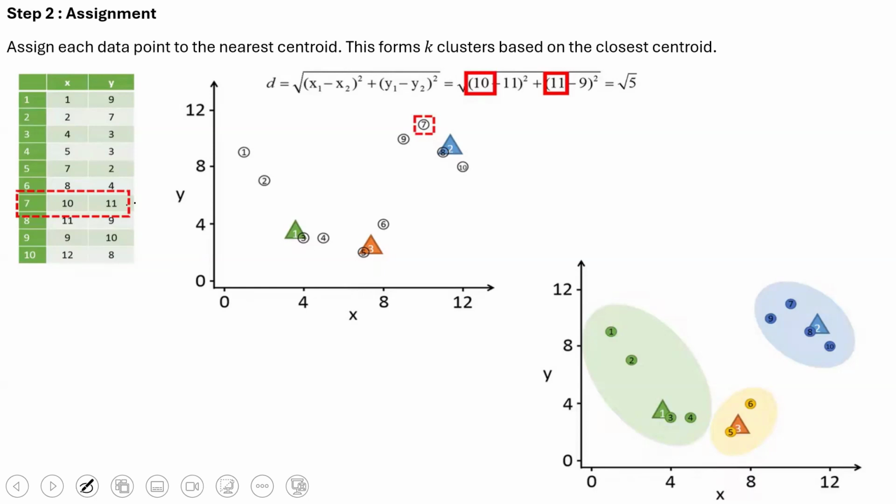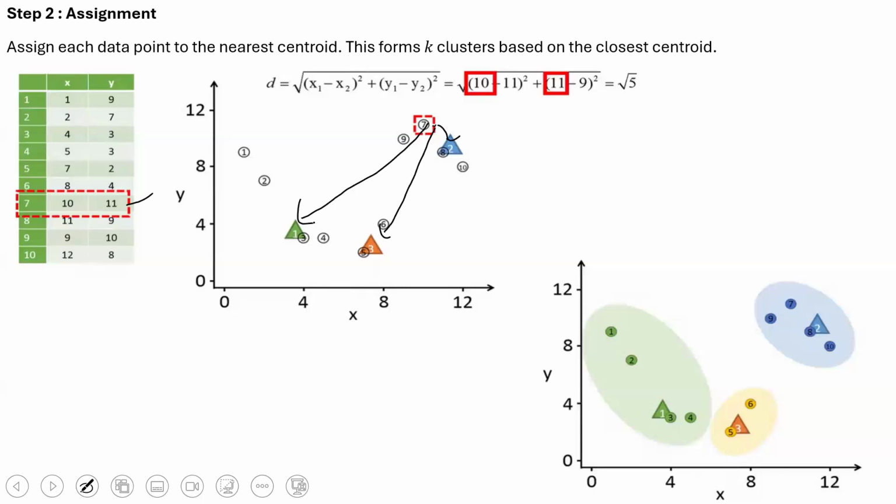I have taken 10 comma 11 as the point. Now what I'll do is calculate the distance of this point to the centroid of cluster 2, the centroid of cluster 3, and the centroid of cluster 1. How do I calculate the distance from that point to the centroid of that particular cluster, which we have chosen in step 1? It is just using the Euclidean distance, which is x1 minus x2 whole square plus y1 minus y2 whole square. It can be vice versa as well, which is x2 minus x1 whole square plus y2 minus y1 whole square.